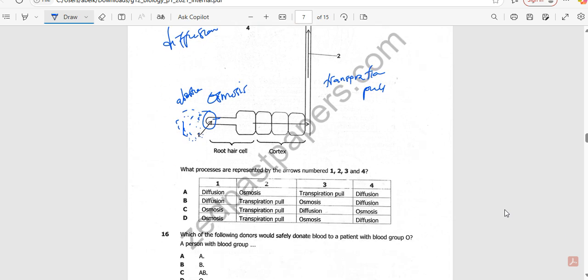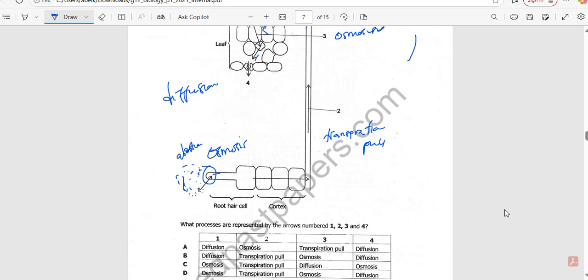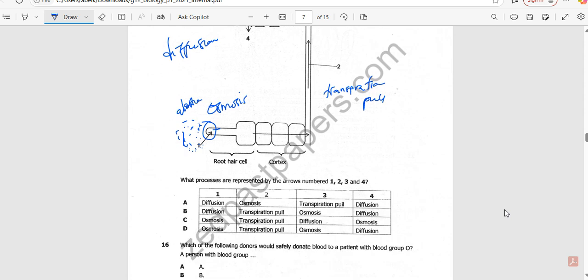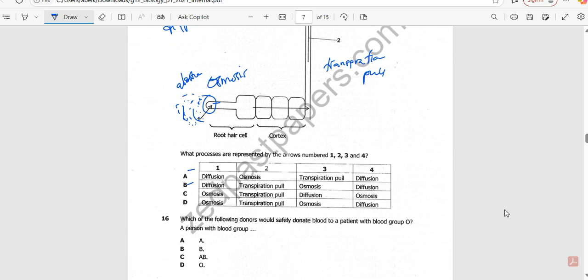So what processes are represented by the arrows 1, 2, 3, 4? When you're answering this type of question where multiple choice is given like this, first eliminate the false answers by identifying two correct points which you are sure of. So in this way, let's look at one. At one, diffusion cannot take place here. So these are automatically false.